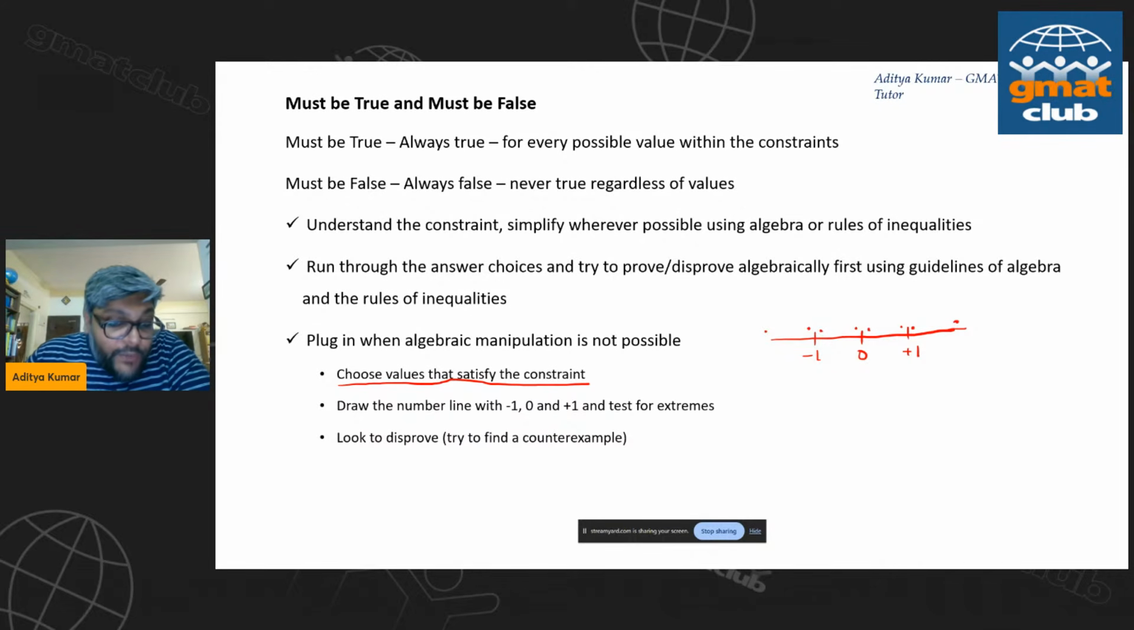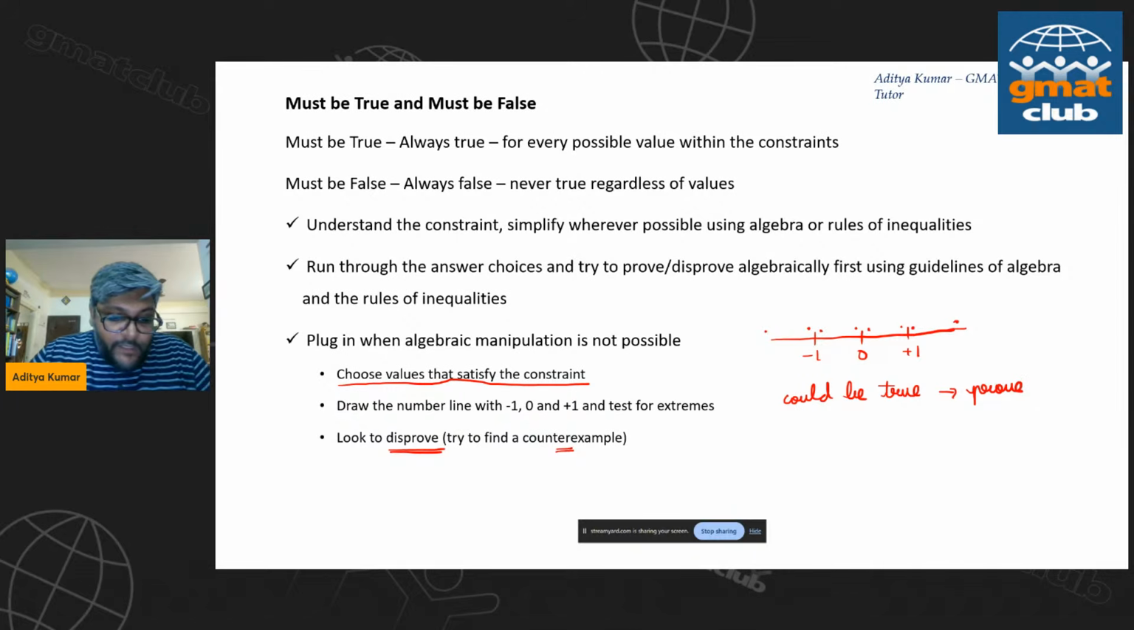Test for extreme values within these regions. And when you're putting in values, you should always have a negative mentality. You should not put in values to try to prove. Instead, you should try to put in values to try to disprove. That's what we call a counter example, right? In a must be question, I would always try to disprove. But if I'm working with a could be question, a could be true, I will always try to prove. Remember, that should be your entire approach.